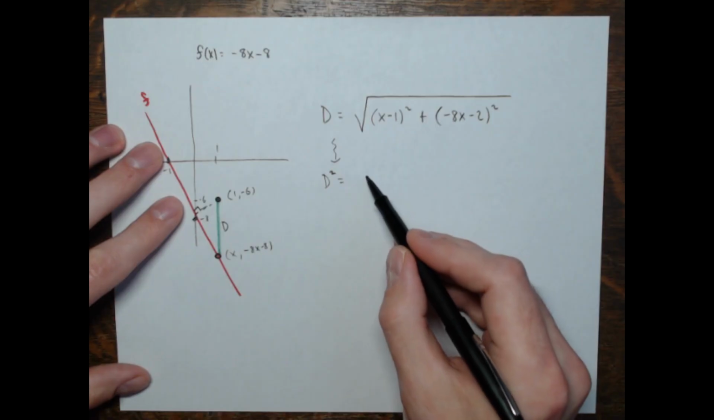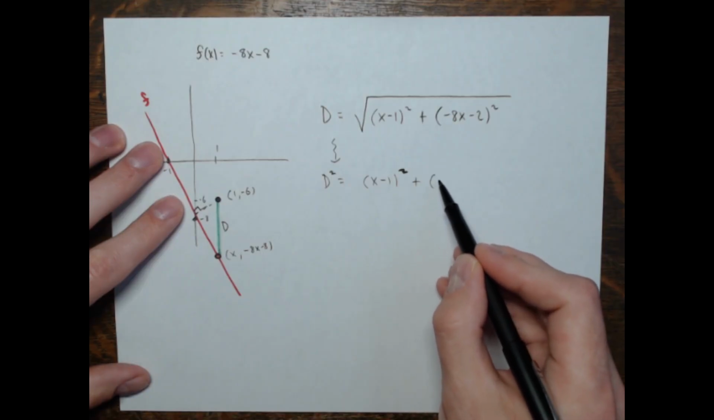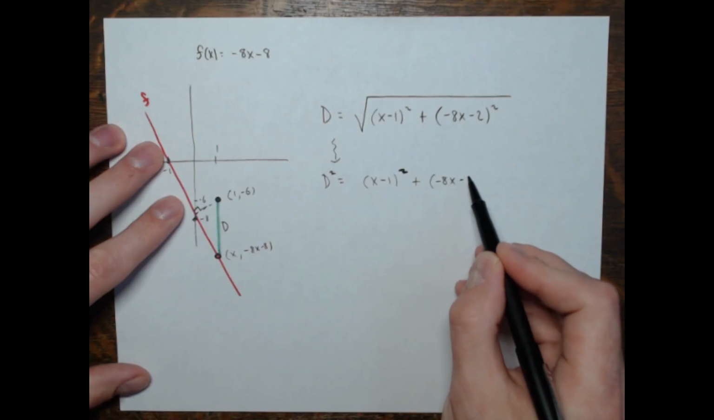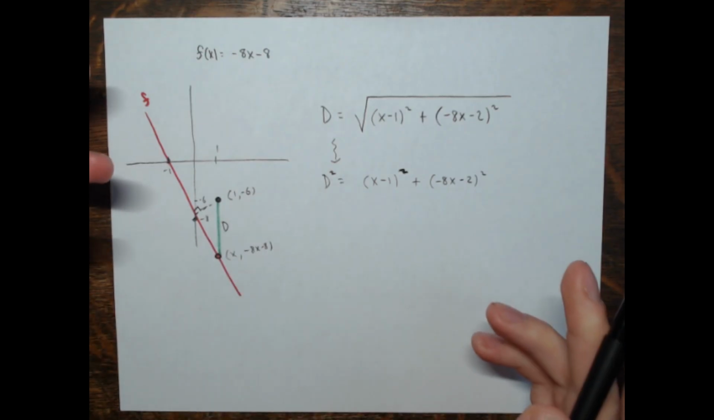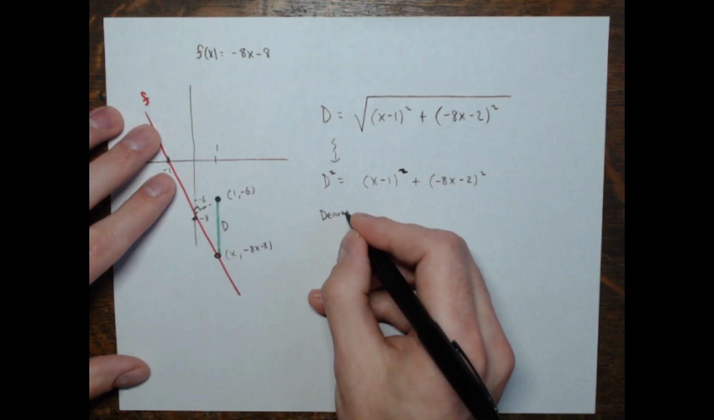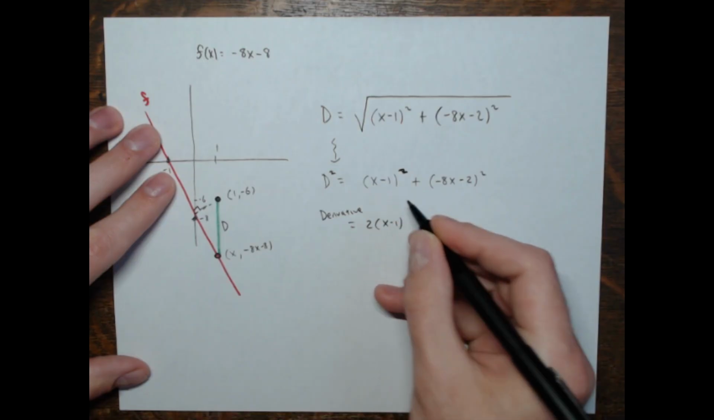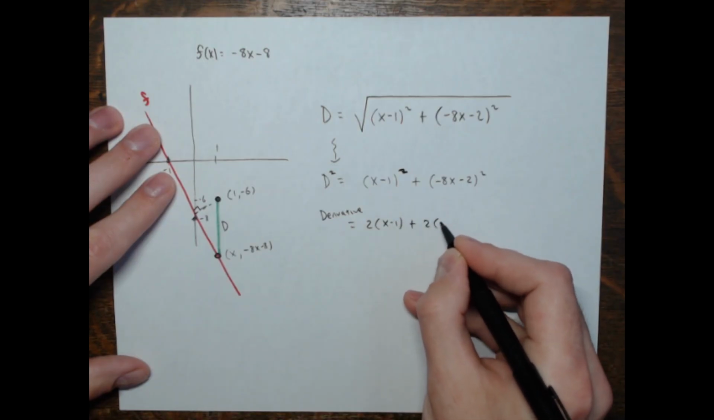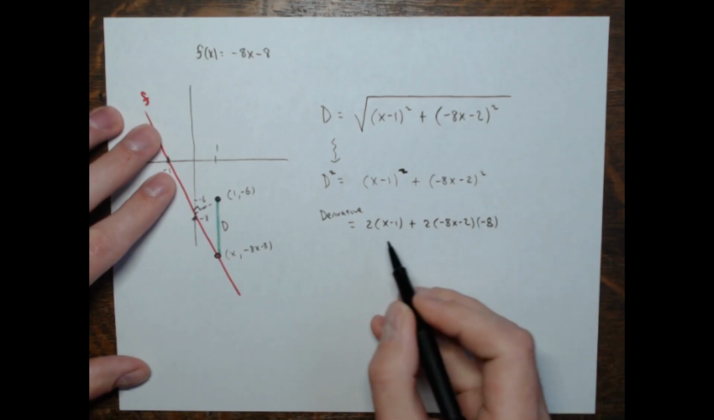So just look at this as a square, x minus 1 squared, plus this, negative 8x minus 2 squared. And honestly, it's going to be at the critical point that this is minimized. So I take the derivative, and that's 2 times x minus 1 to the first, plus 2 times negative 8x minus 2, but then times negative 8 again with the chain rule.